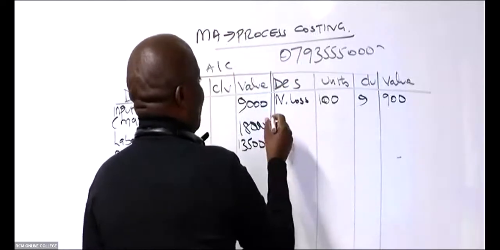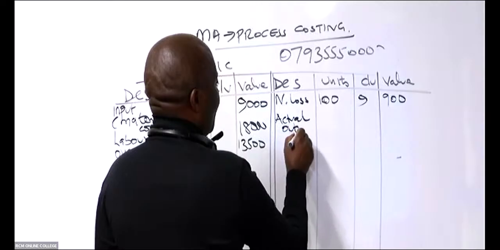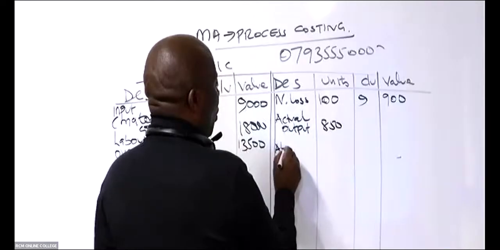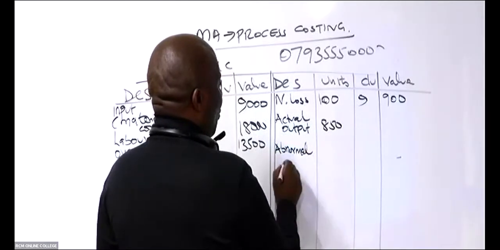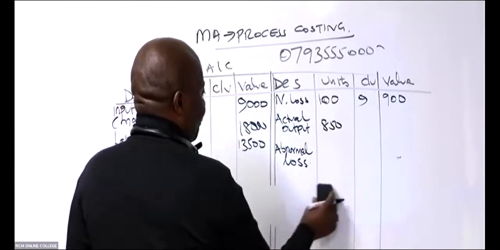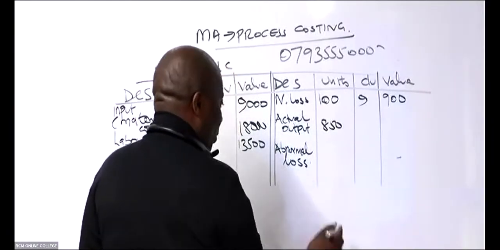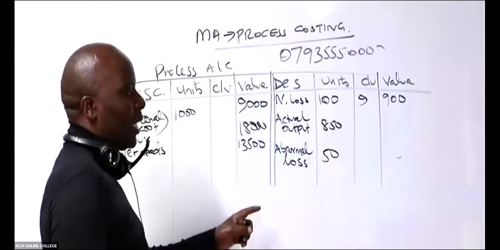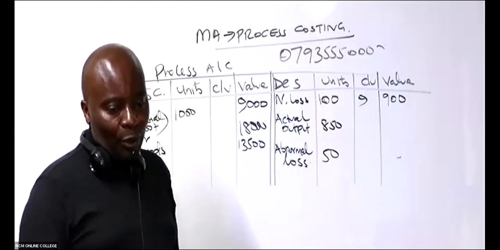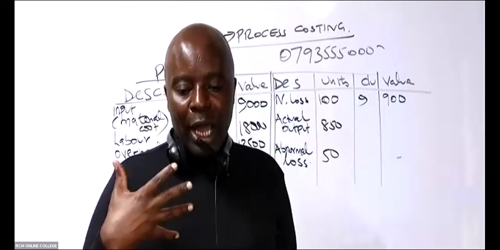Ladies and gentlemen, apart from that, we have actual output. The actual output is 850. And then we have what we are calling abnormal loss. The abnormal loss was 50. Please tell me something about the valuation of the abnormal loss units. Anything you're able to remember about how we value abnormal loss?